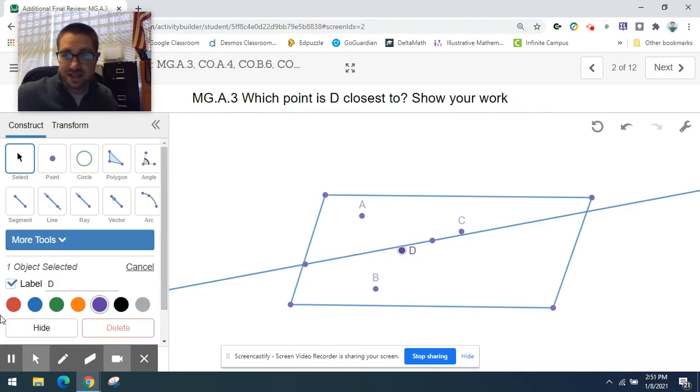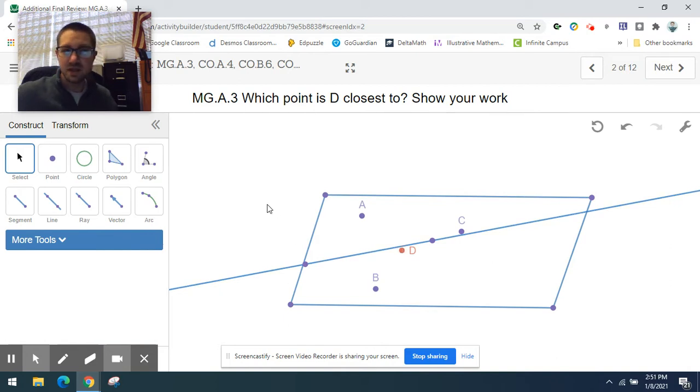Well, hey, look, D is not on that line, so it must be closer to one of them. I think it's pretty obvious that it's closer to B because it's on B's side of the line. And, oh, but I still have C to think about, right? So I'm not sure if it's closer to B or C, even if A has been eliminated from the running.